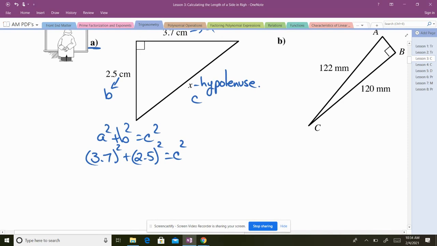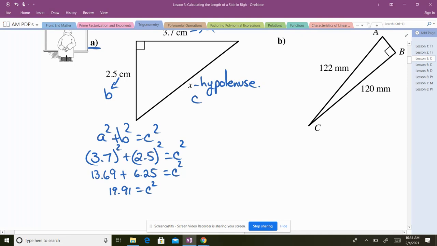All right, peoples, what's 3.7 squared on your calculators? So 2 decimal places. What is that? Okay. 3.7 squared is 13.69. 2.5 squared is 6.25. Right? Add those together, you'll get 19.91 or thereabouts. That equals C squared.